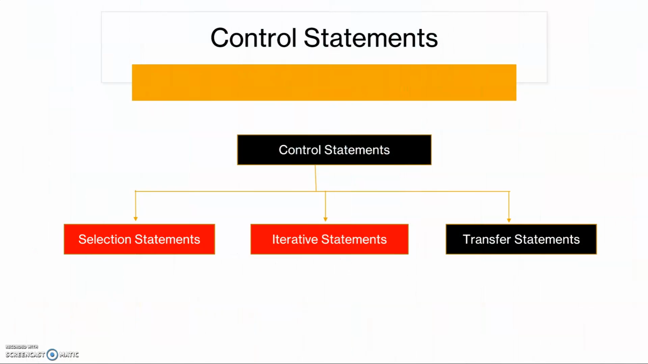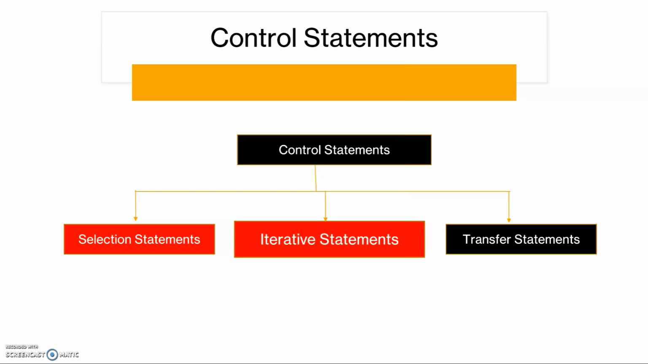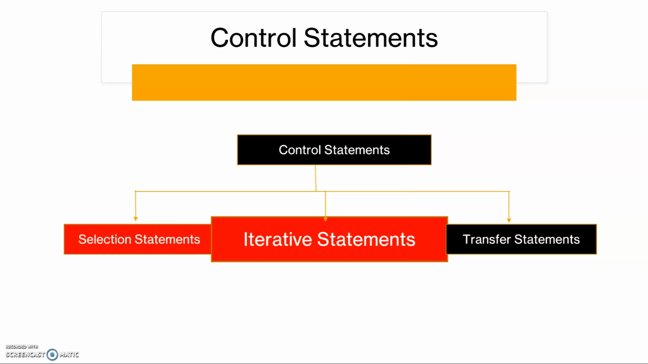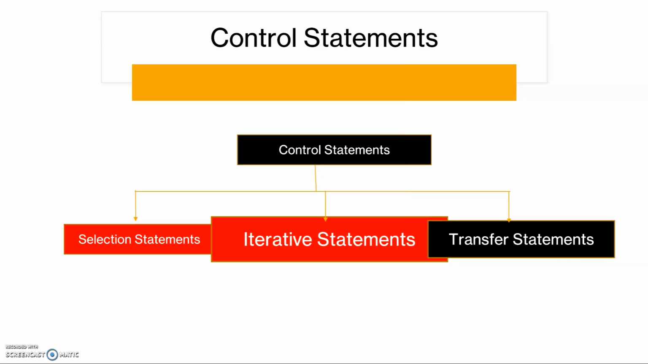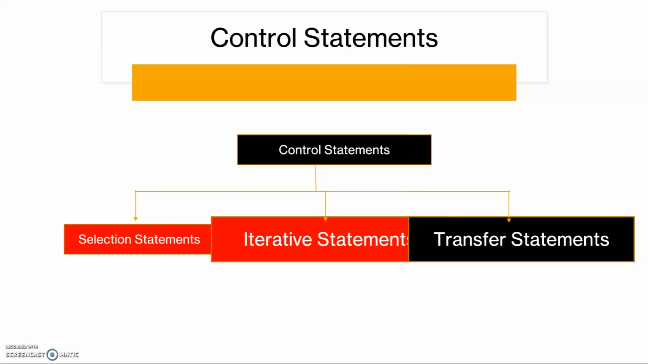We are learning about control statements. So we already learned about selection statements and the different types of iterative statements. As part of selection statements, we learned about if and switch, and as part of iterative statements we learned about while, do while and for. In this lecture we will be learning in detail about the third category, that is our transfer statements. So let us start learning these transfer statements.